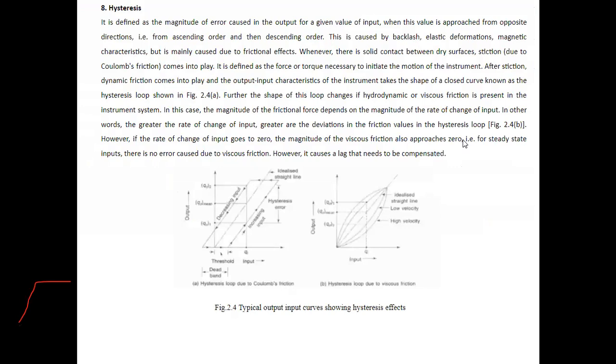Next is hysteresis. It is defined as the magnitude of error caused in the output for a given value of input when the value is approached from opposite directions, that is from ascending order and then descending order. This is caused by backlash, elastic deformations, magnetic characteristics, but is mainly due to frictional effects.